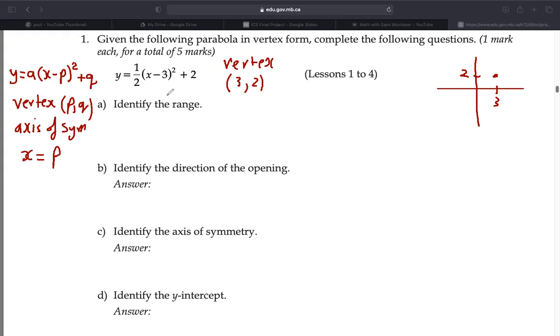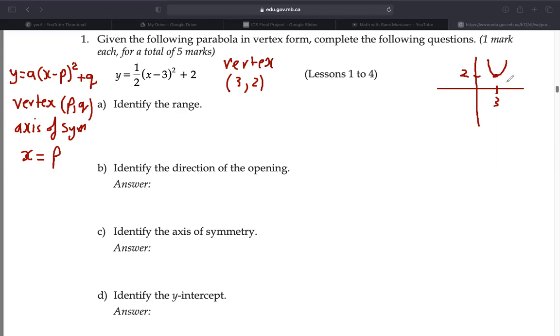Now, the vertex is (3, 2). This parabola here, because the leading coefficient is positive, is opening up. So it goes like this. This is not an accurate graph, but when we want to tell what the range is, it's good to know how it looks.